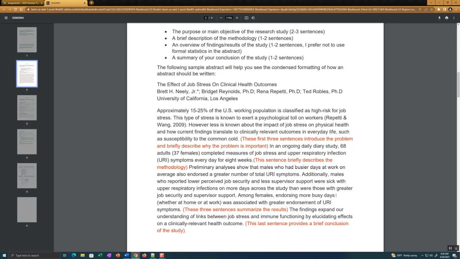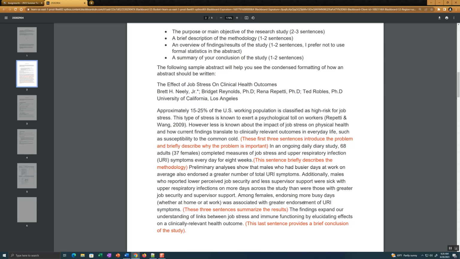Among females, endorsing more busy days was associated with greater endorsement of URI symptoms. So this is for both men and women. Among women, endorsing more busy days meant more cold symptoms. So these 3 sentences summarize the results.